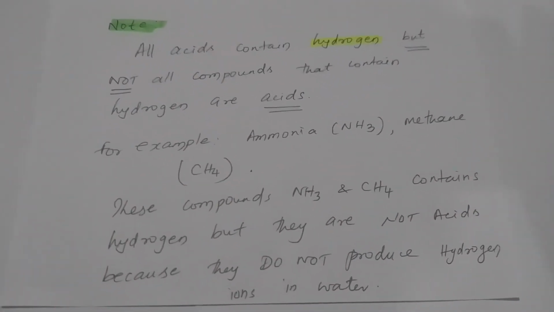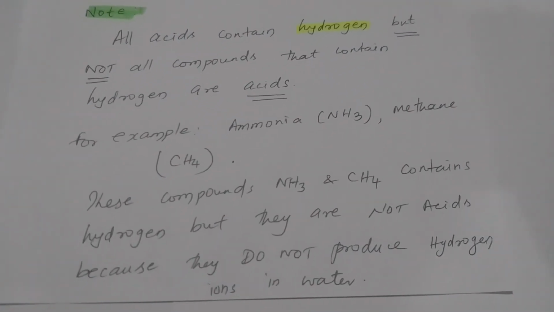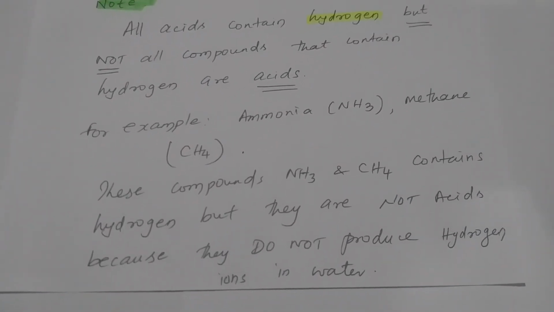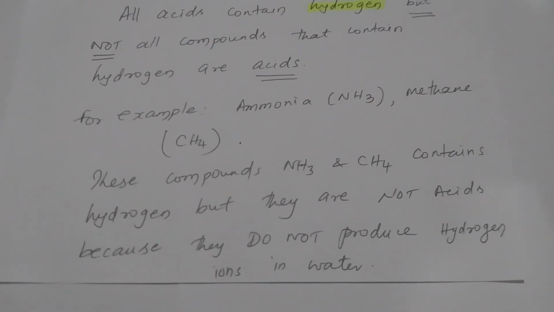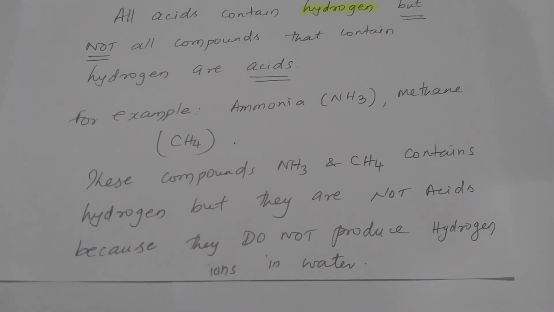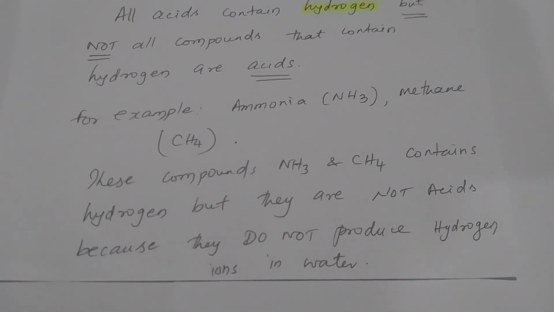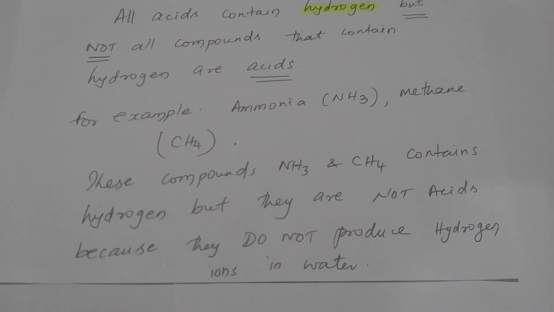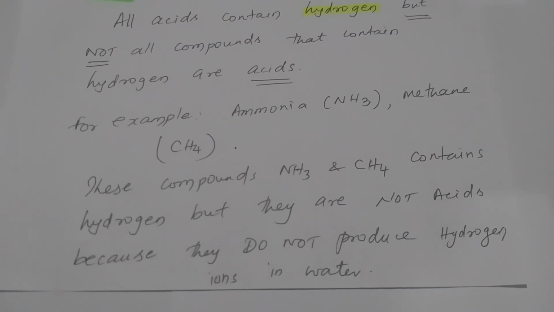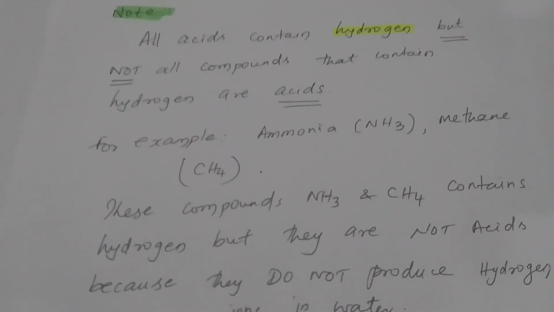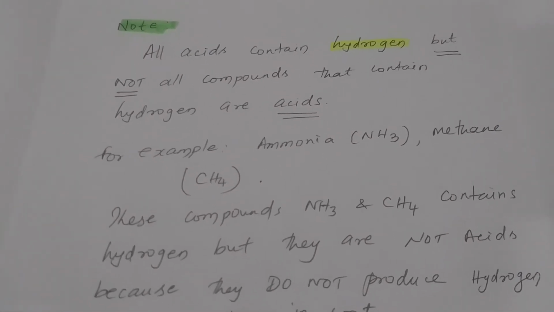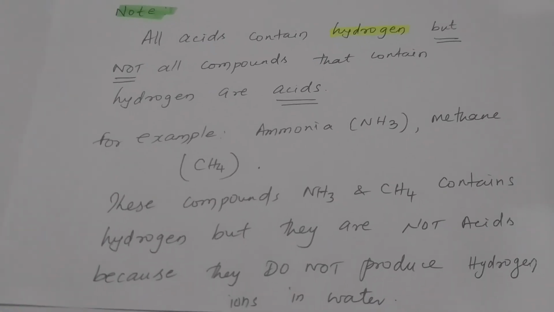Example, ammonia. The formula for ammonia you should know, NH3. The formula for methane, a gas, is CH4. If you notice, in ammonia there is H3, in methane there is H4. These compounds, NH3 and CH4, contain hydrogen, but they are not acids because they do not produce hydrogen ions in water. Is that clear? I repeat, all acids contain hydrogen, but not all compounds that contain hydrogen are acids.